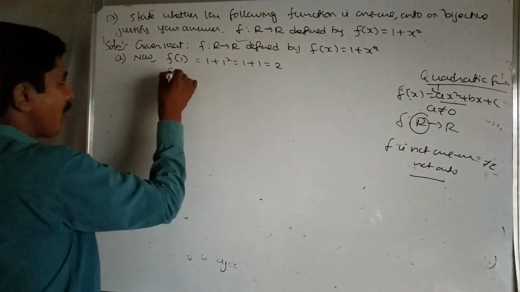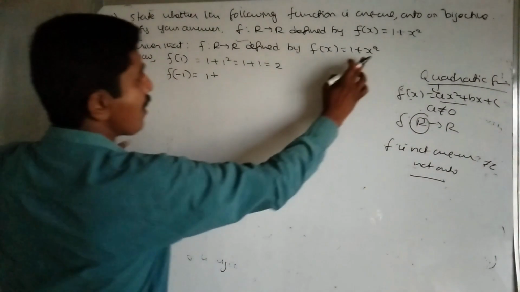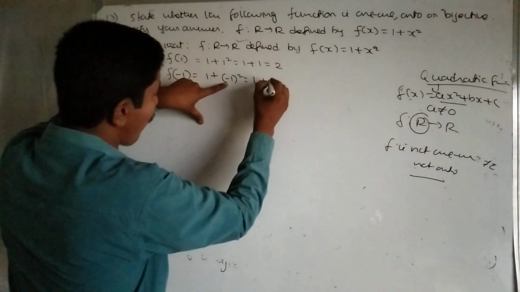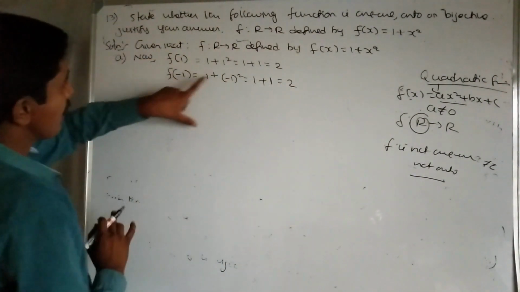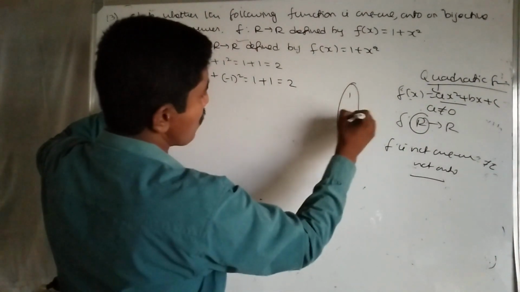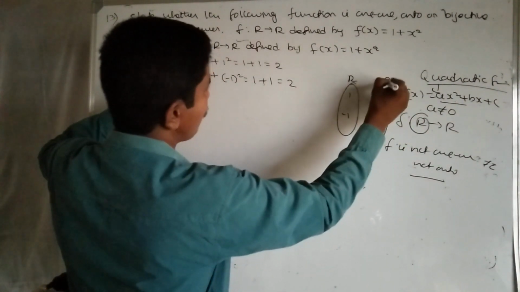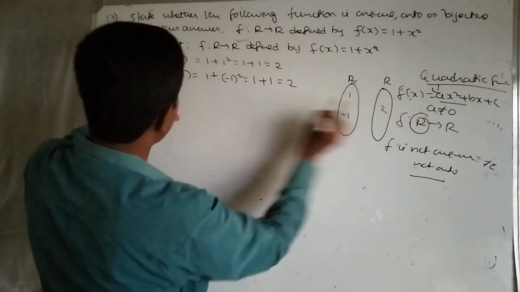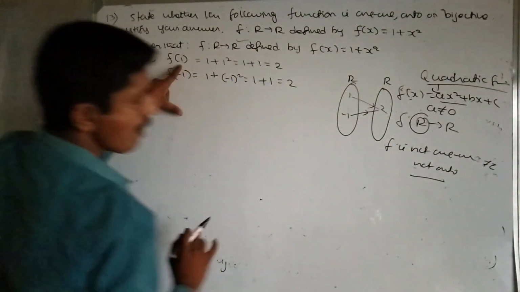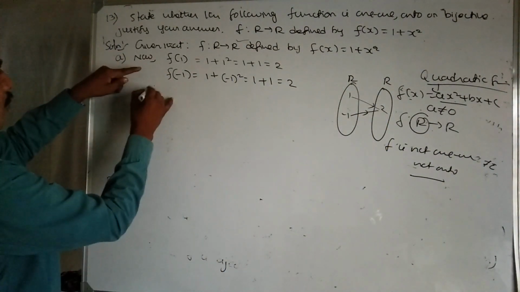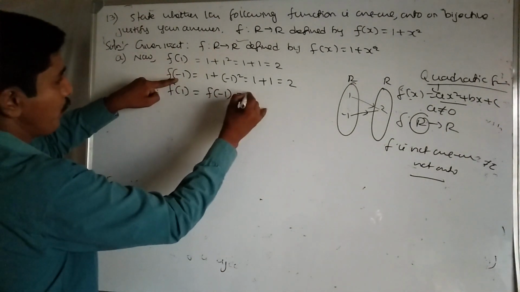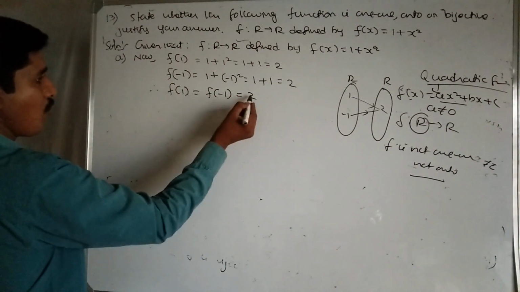Here x equal to minus 1: 1 plus (minus 1) whole square, that is 1 plus 1, 2. Okay. Two elements of the domain, 1 and minus 1, have the same image element 2. 1 is mapping with 2, minus 1 is mapping with 2, which means it is not 1-1. Therefore, f of 1 equals f of minus 1, the value is 2. The two range values are equal, each is 2.